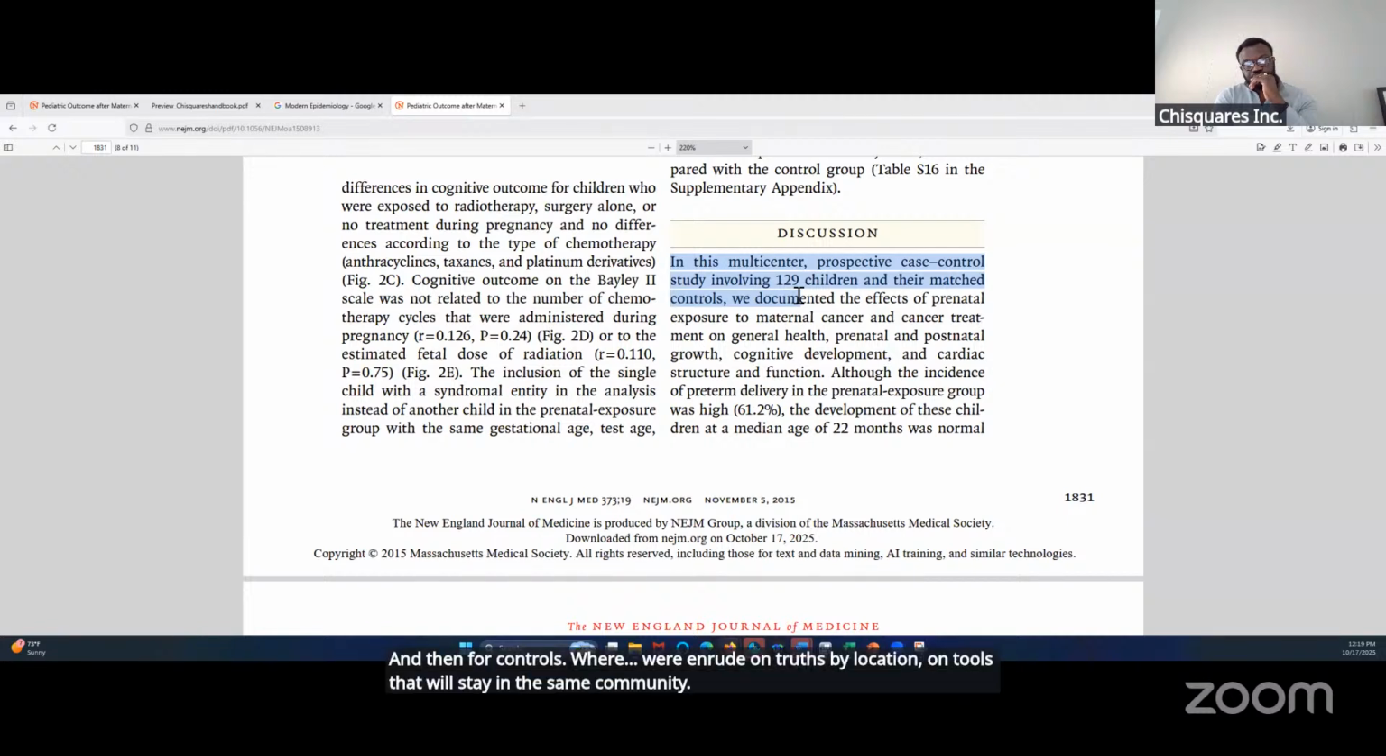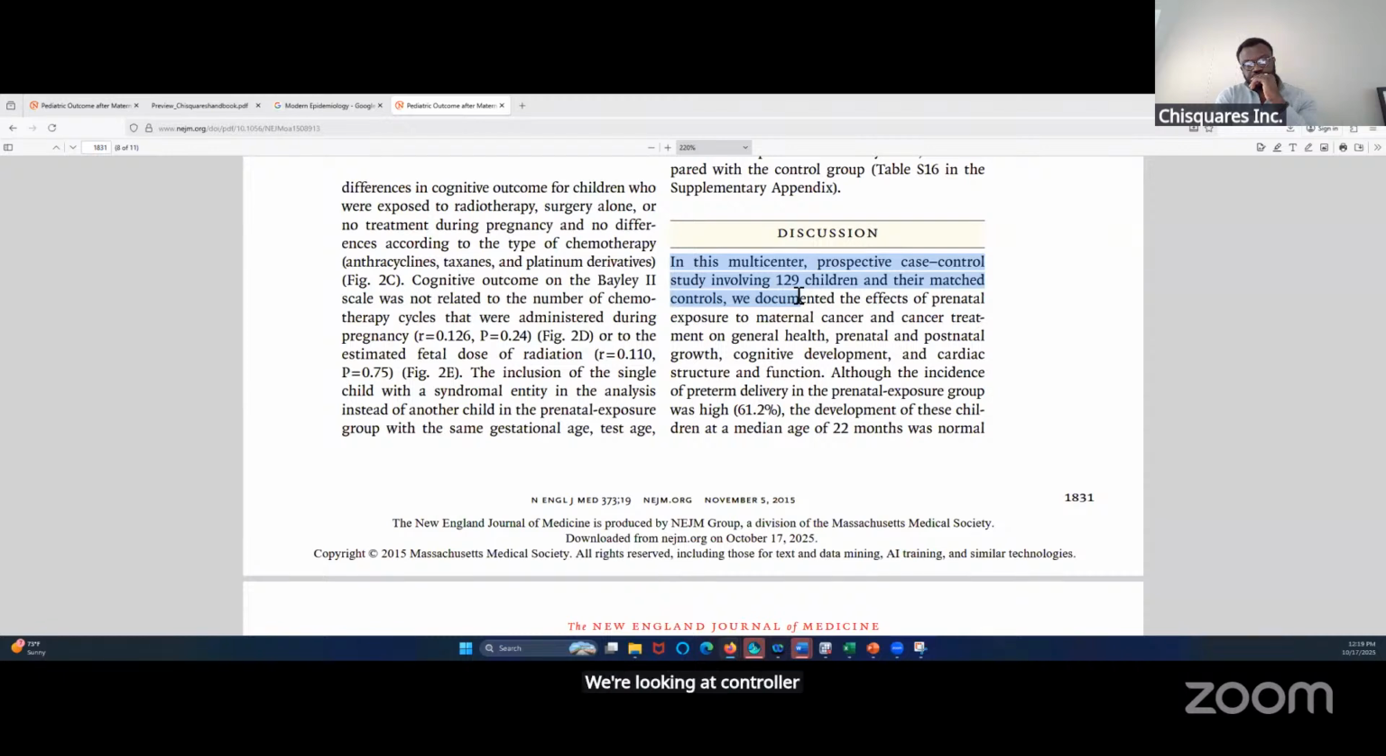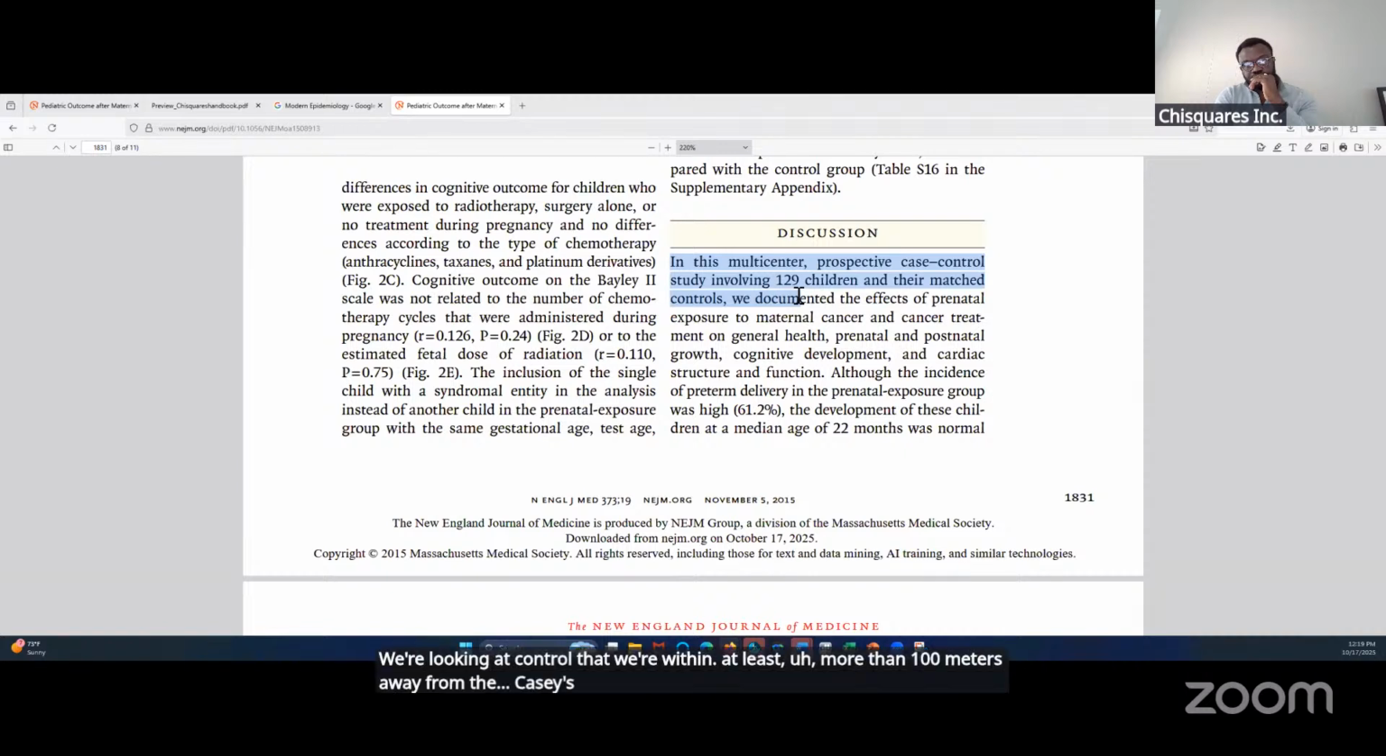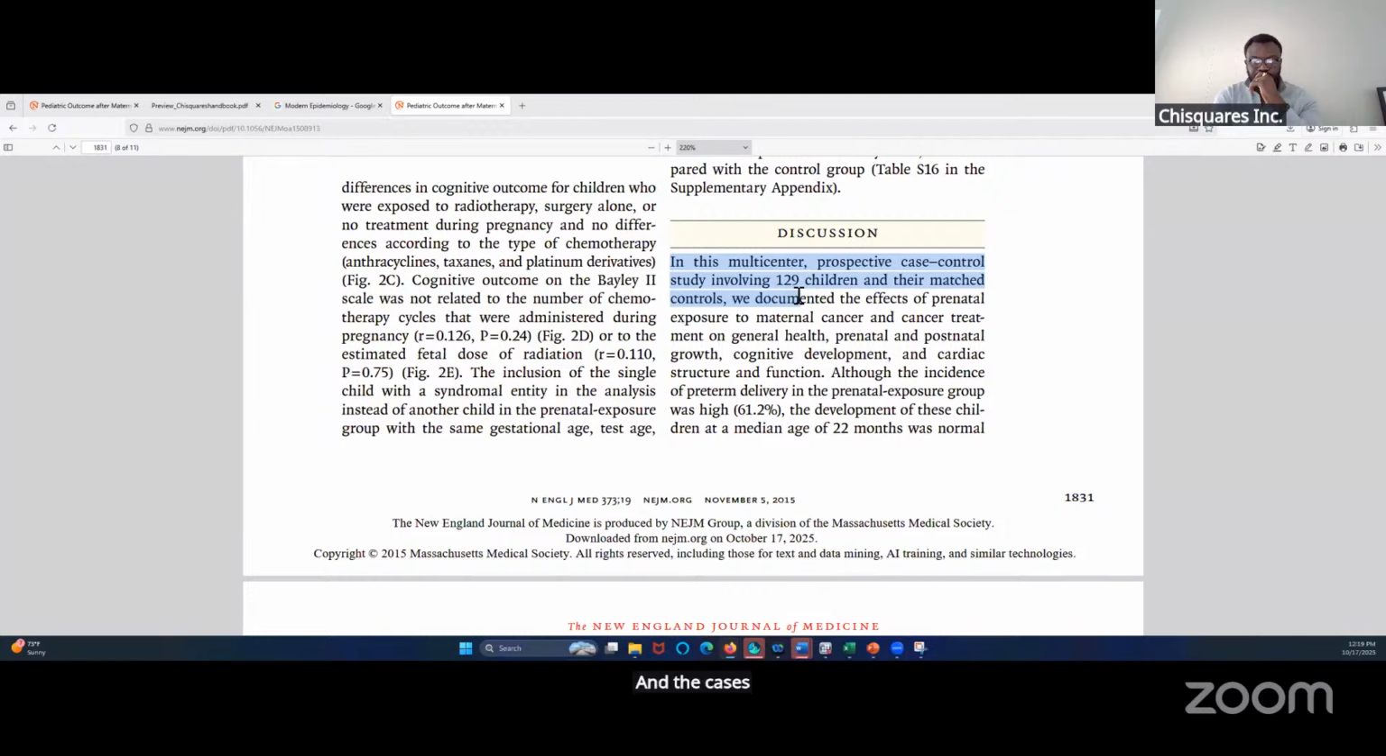We were looking at controls that were at least more than 100 meters away from the case's house. So that was a recruitment arrangement that was done. The controls were other children living in the same vicinity, and the cases were those who reported with this condition: malaria, cerebral malaria, severe malaria, and meningitis.